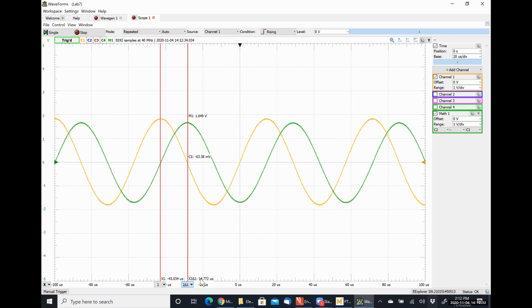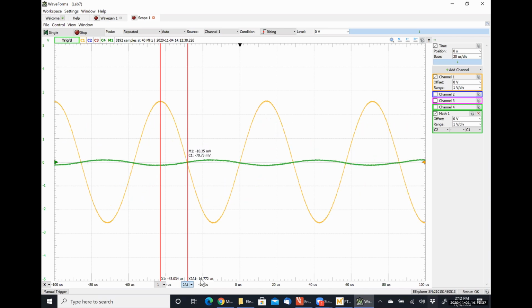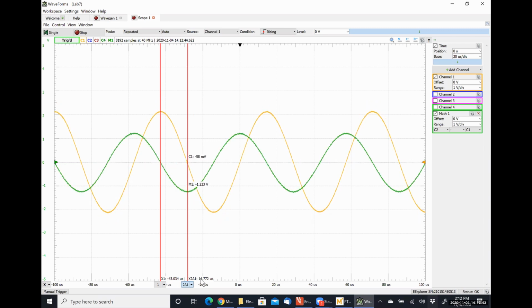All right. Now we need to replace our inductor with the capacitor. And we're, let's see, change the frequency to 25 kilohertz.